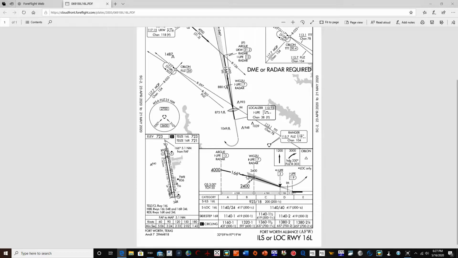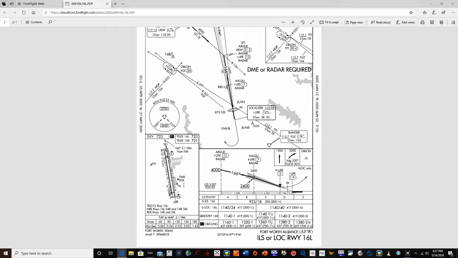So if for some reason you don't intercept the glide slope at the final approach fix, on different approaches it'll show the altitude in MSL at which you will cross the final approach fix. Then we have our minimums here, and the minimums are broken up for the type of approach we're doing and our approach category. Approach categories are based off your VREF speed, or your approach reference speed, and that is based on your VSO times 1.3.